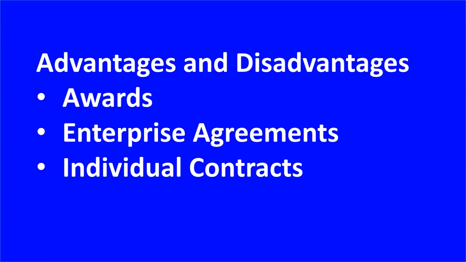A really important thing in this topic is that you know the different types of agreements or contracts, so awards, enterprise agreements, and individual contracts. But an even more important thing is that you can talk about their advantages and disadvantages. Now, remember, in your textbook, awards might be called modern awards, and enterprise agreements might be called collective agreements.